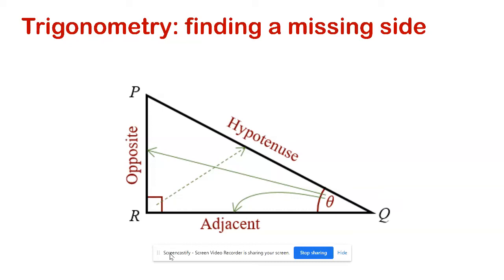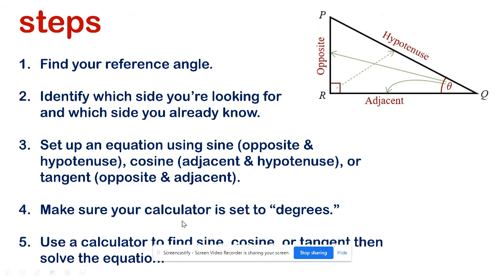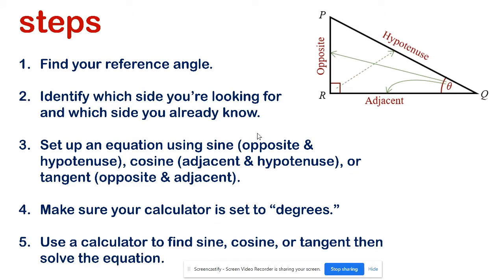One of the many uses of trigonometry is finding missing distances or lengths. And that's what we're going to do here today. We're going to use sine, cosine, and tangent to find the missing lengths of sides of a right triangle. So here are the steps. Here's what we're going to be doing.